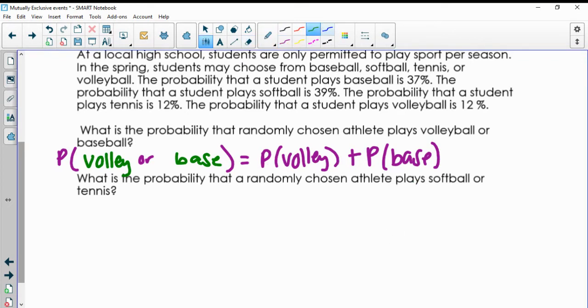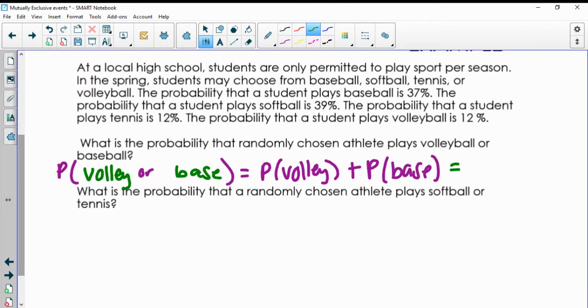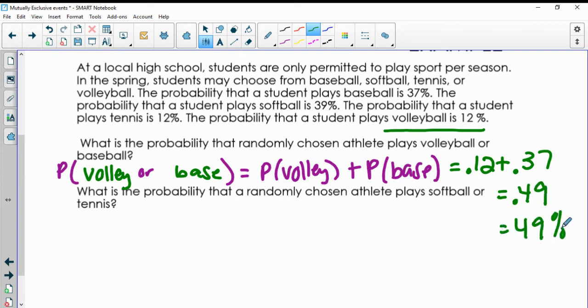So the probability that somebody plays volleyball, you need to read your problem. It says the probability that a student plays volleyball is 12%, which I'm going to write as 0.12. And then we're going to add the probability that somebody plays baseball, which is 37%, so plus 0.37. Add those together, you get 0.49, which is 49%. So the probability that somebody plays volleyball or baseball is 49%.